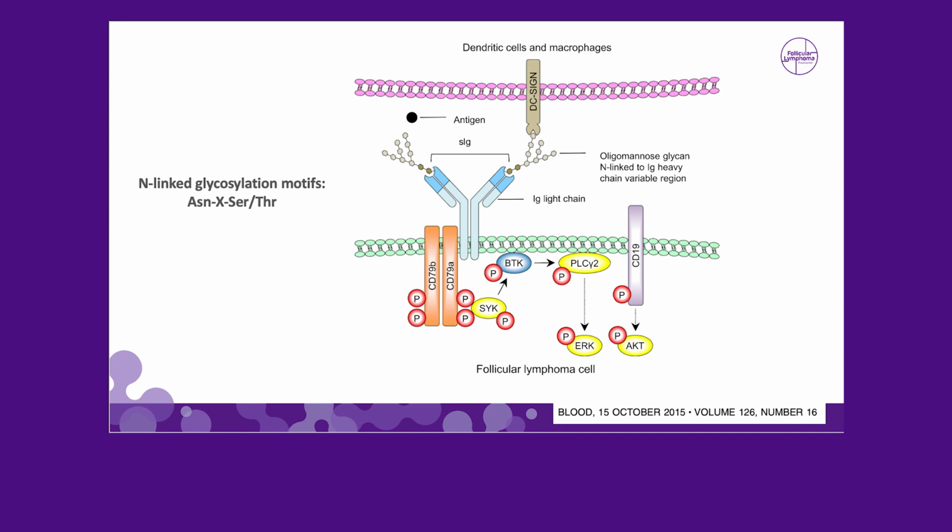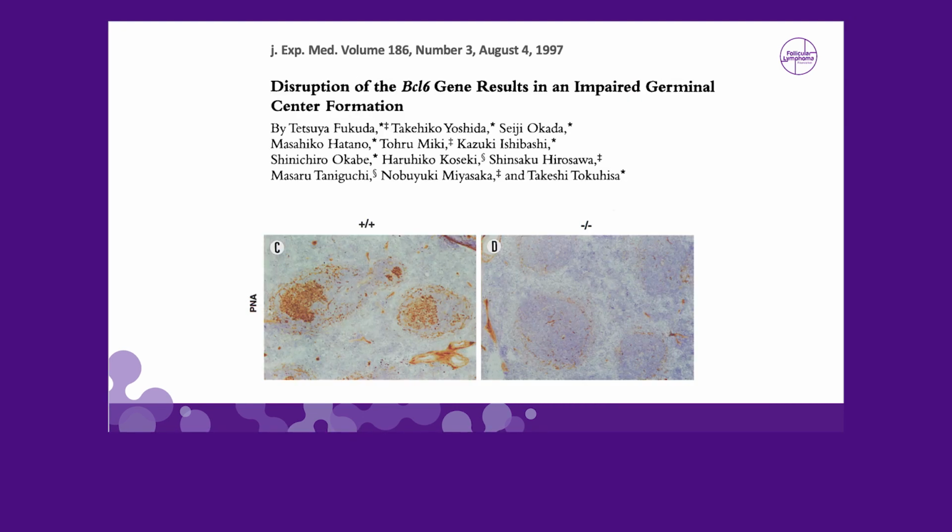So there is, in 80% of the cases of follicular lymphoma, intense signaling by the binding of this protein to the oligomannose, which results in intense signaling via the B-cell receptor, indicating that this is essential for follicular lymphoma genetics. Another important gene to mention is BCL6.